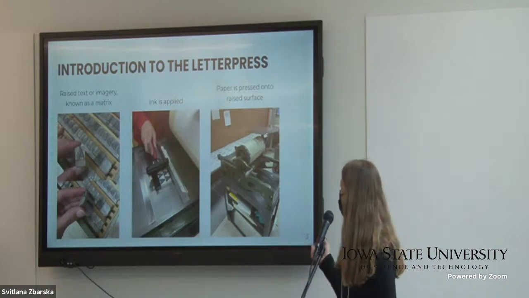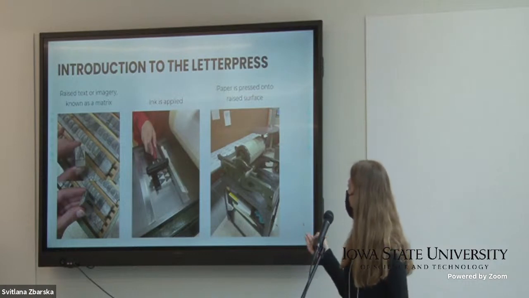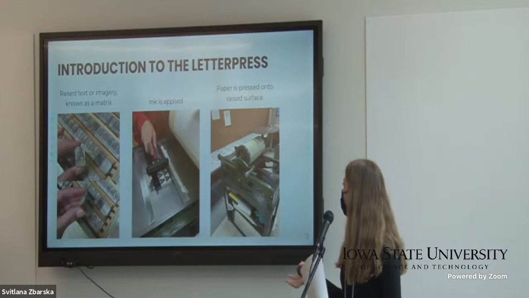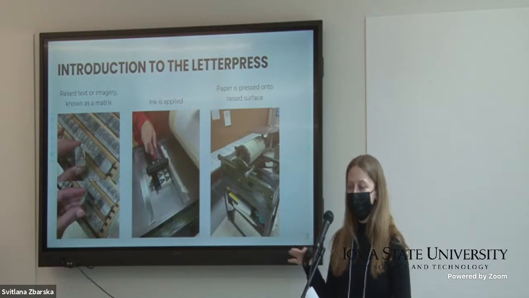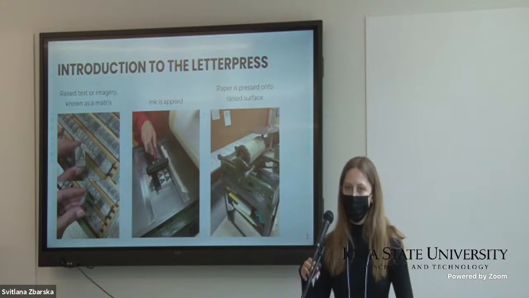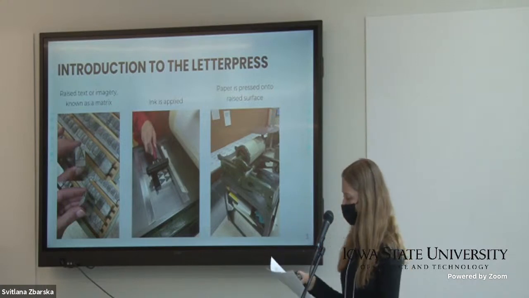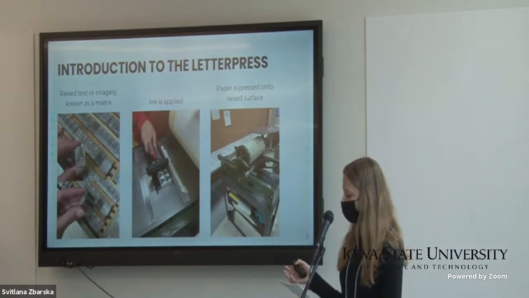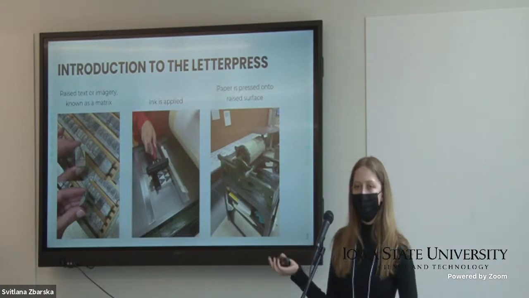So these matrices are placed on the bed of the letterpress printer. Ink is then applied to that raised surface, via a text or an image. Paper is placed on top of that inked surface, and then it is printed through the letterpress, where the paper is pressed into the inked surface, kind of like a big old stamp. Depending on the level of pressure, these matrices may also leave an emboss on the paper along with the ink itself.